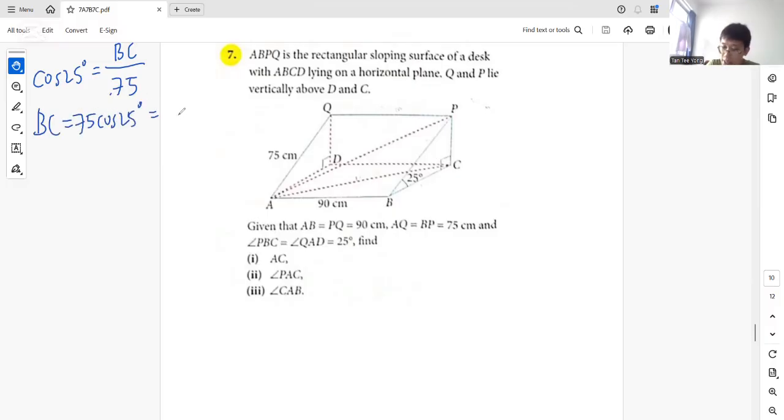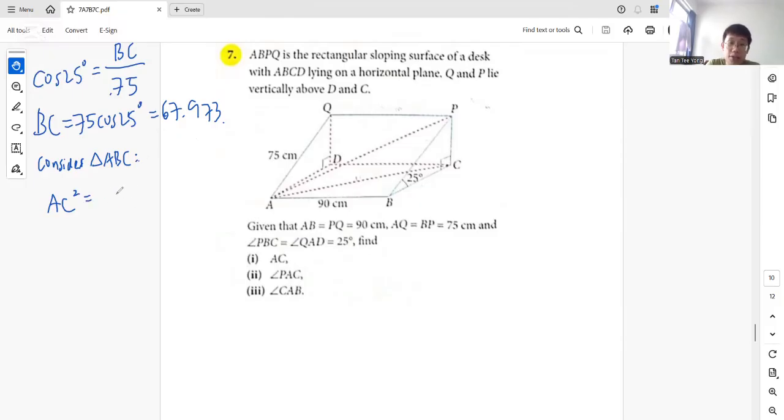And this will give us 67.973. Okay, so that's for BC. Then now we need to consider triangle ABC, right? So we want to find AC. So AC square equals to 90 square.